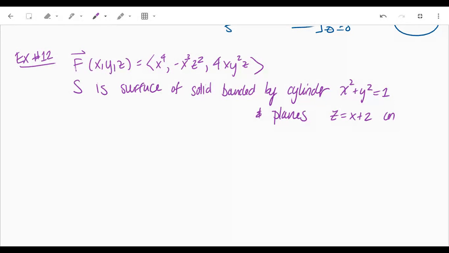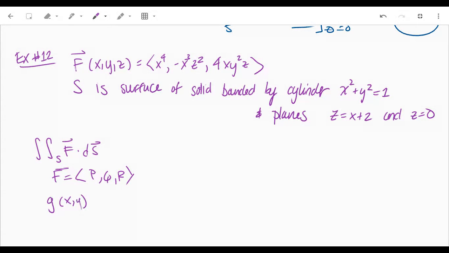Okay, so now this is one where we cannot easily calculate this piece. We do have F, P, Q, and R. We got that. That's not so hard. It's the G, which has to be a function of x and y that describes z for the surface. And that's not going to work. Okay, we have a cylinder.